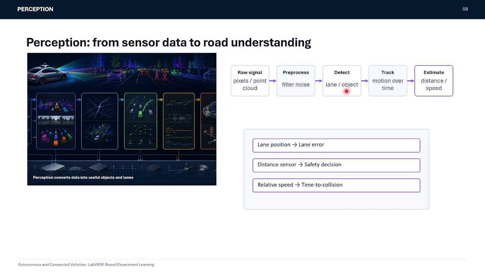Then we have to detect: lane and object detection, track motion over time, and estimate distance or speed. From lane position we find the lane error, and from the distance sensor we get the safety decision, relative speed, and time to collision.